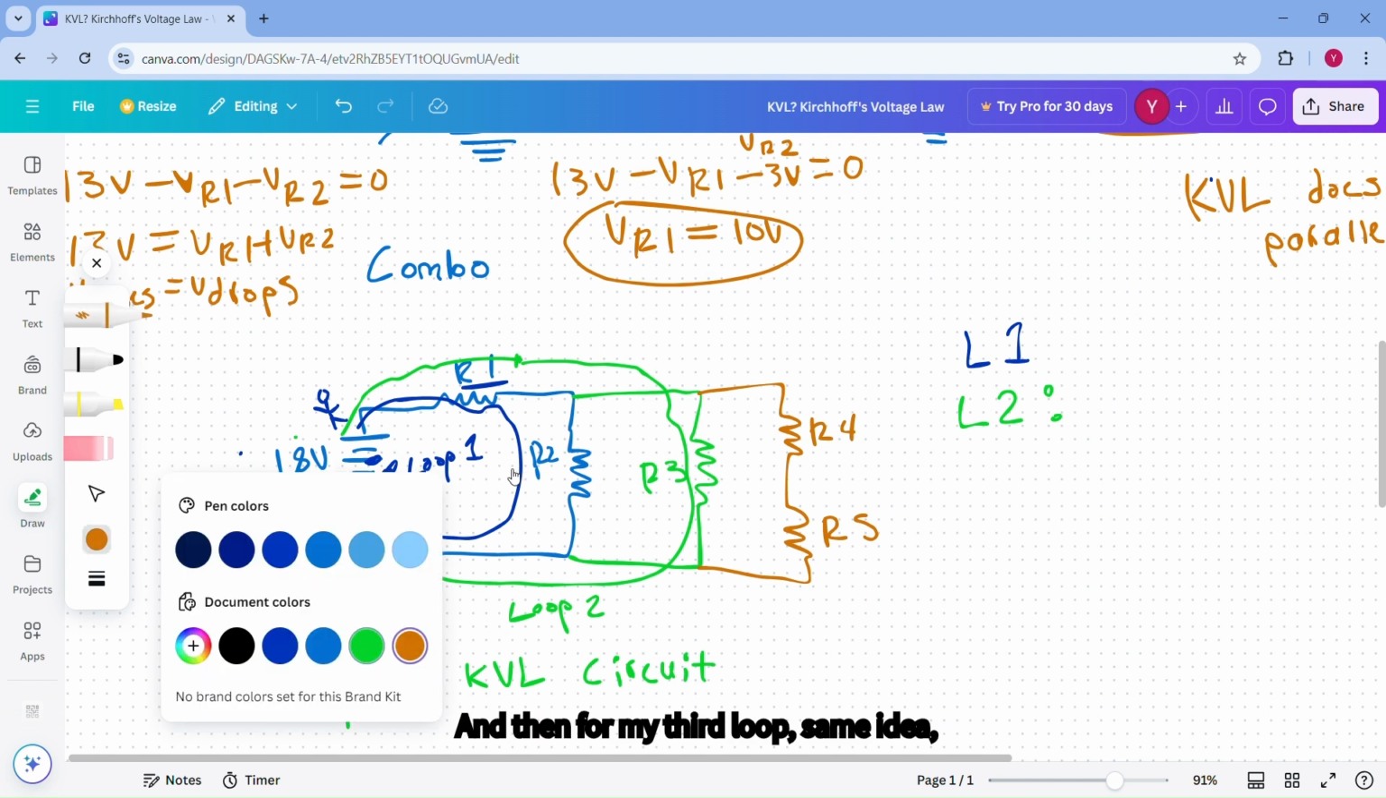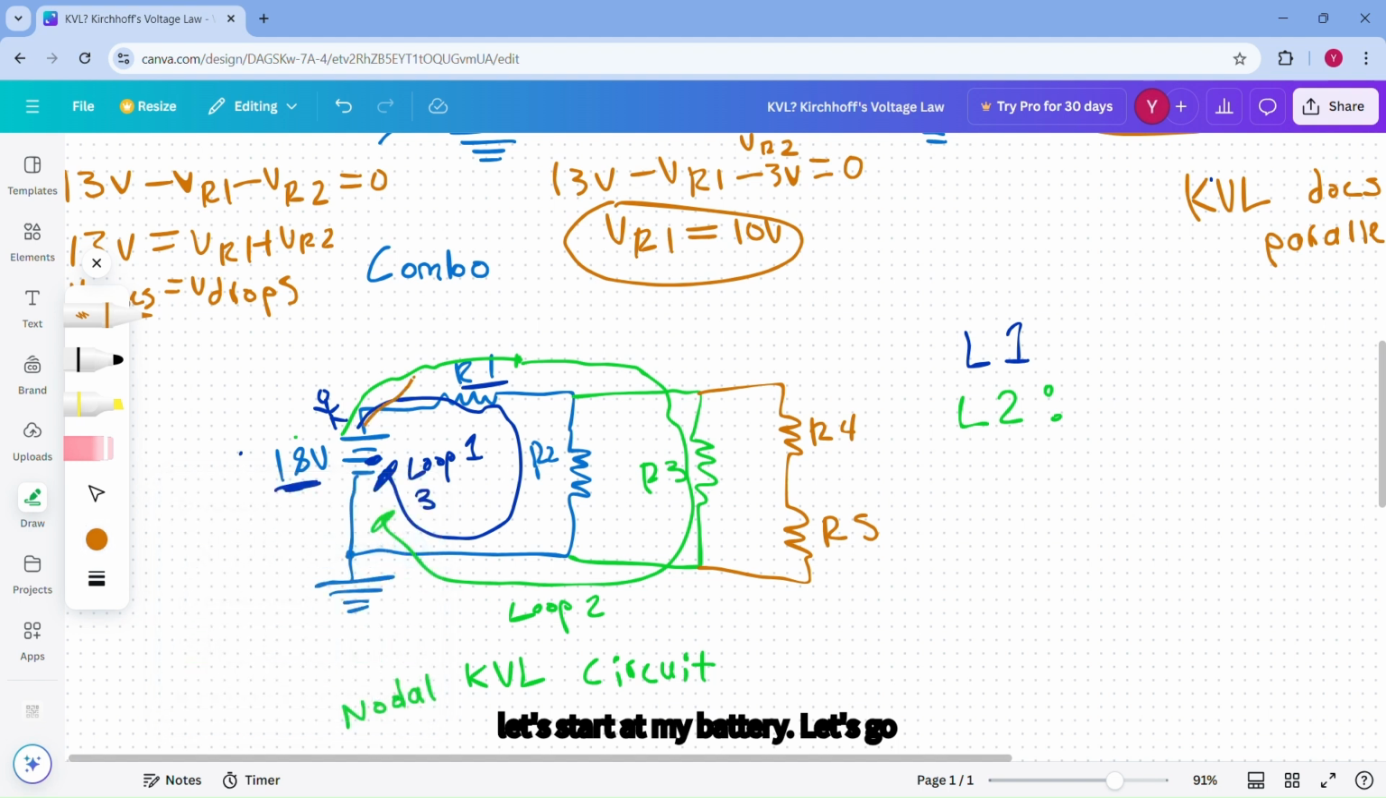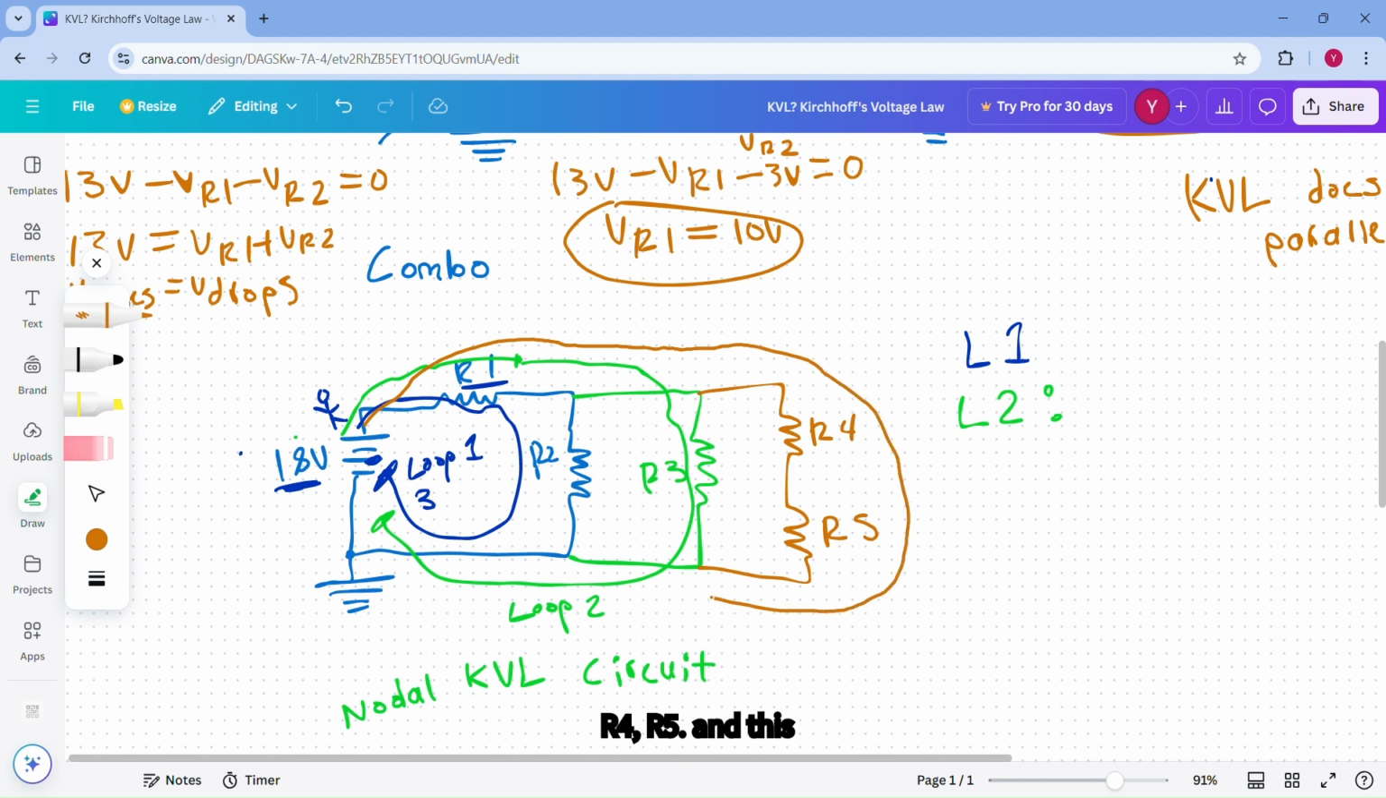And then for my third loop, same idea. Let's start at my battery. Let's go through R1. We're going to skip R2 and R3. And instead, we're going to go through R4, R5. And this is L3 or loop 3. And this one will actually have R4, R5, R1, and 18 volts. This one will have 4 components for us. Okay? And then I'll make a note to myself here.